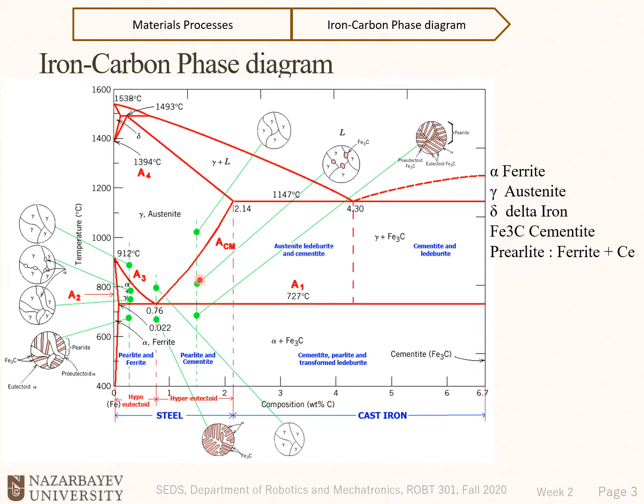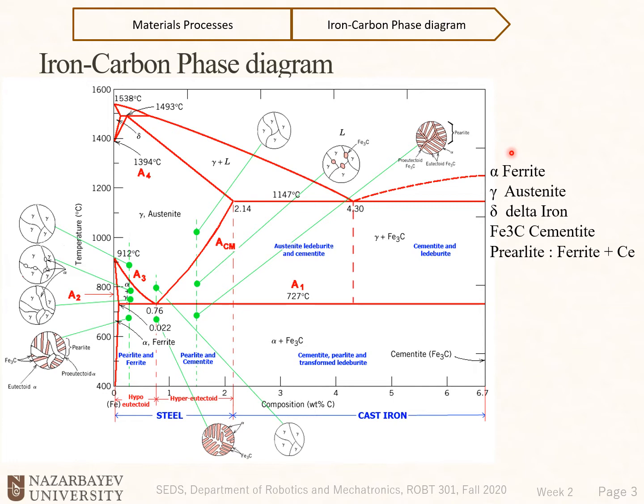So this is the austenite and cementite, and if we keep increasing the temperature, we'll go to the pure austenite. Yeah, so you see basically alpha is ferrite, gamma is austenite, delta is delta iron, Fe3C is cementite, and perlite is a combination of ferrite and cementite. So these are names of iron structures.